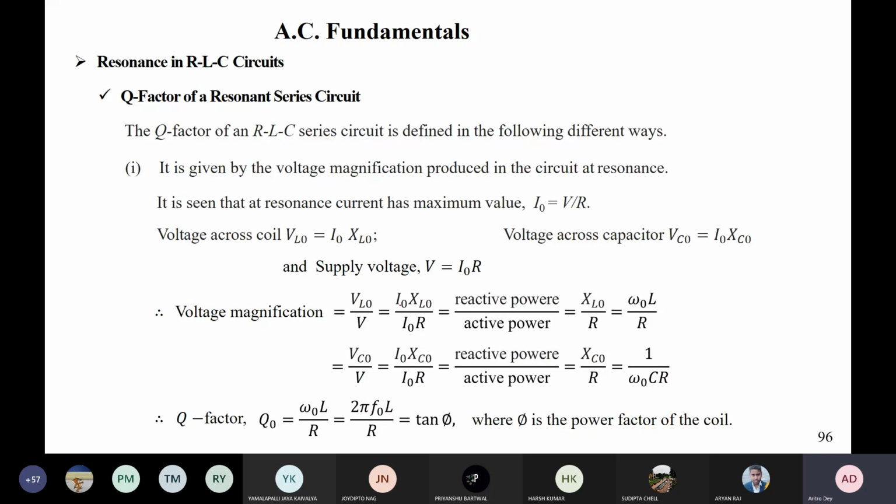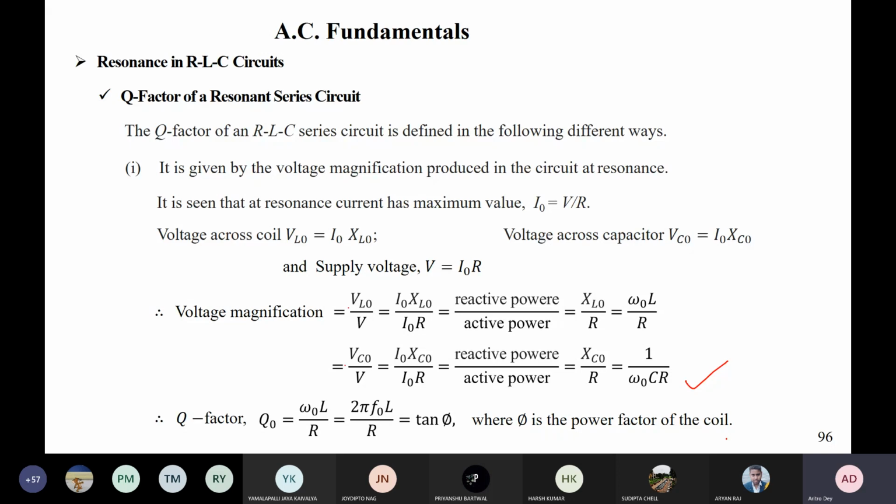Okay. So the quality factor of an RLC series circuit, it should have been written before, is voltage magnification, or reactive power by active power. So either you can write VL0 by V or VC0 by V, because VL and VC are both the same during resonance. I have written the quality factor in terms of omega L and R, but you can also write it in terms of this. That is also valid. Okay. So this you can write as tan phi, where tan phi is the power factor of the coil.